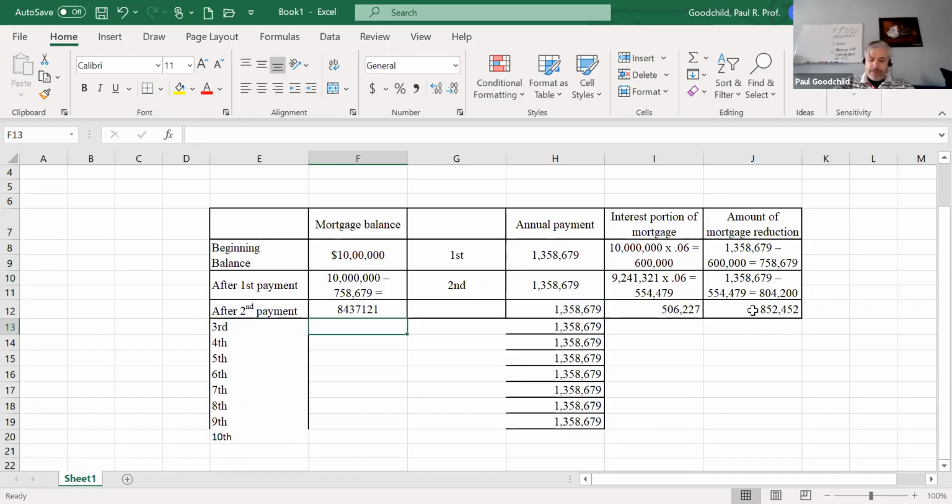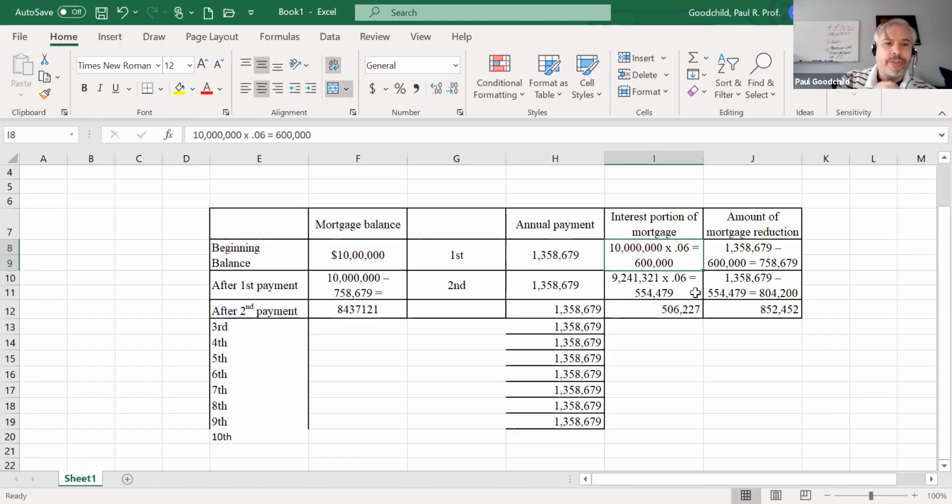So the way this works is when they get your payment, they're entitled to 6% interest on what you owed them. And so they take the $600,000 in interest, and that's their finance company's revenue. And then the rest of the payment, the $758,000, goes to reducing the mortgage and your obligation for the future.